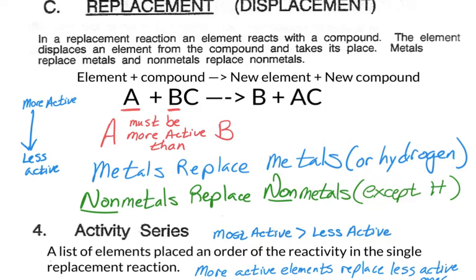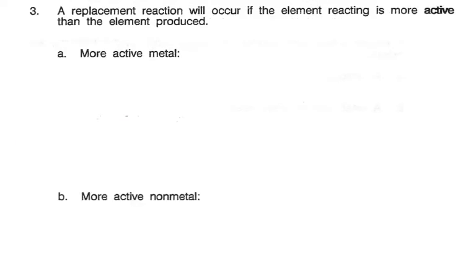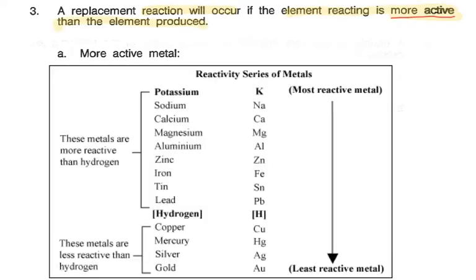And in this class, we're going to look at two different activity series sets. The first one will be the metals plus hydrogen, and the second one will be the nonmetals, but it will only include the halogens. We won't be looking at any of the other nonmetals for this class. And again, for the single replacement reactions, they will occur if the element reacting is more active than the element being produced. And here's the activity series for the metals and hydrogen.